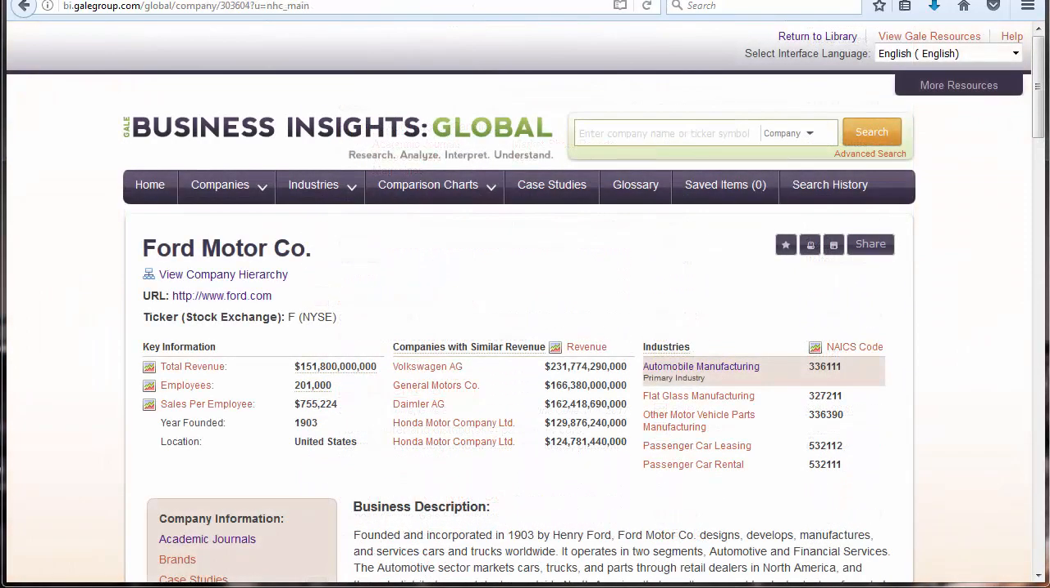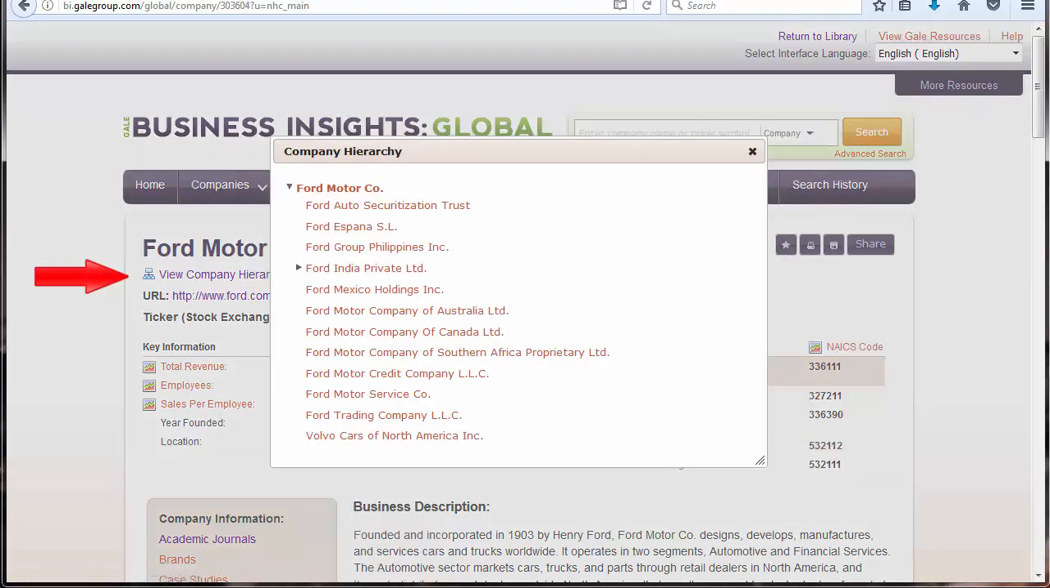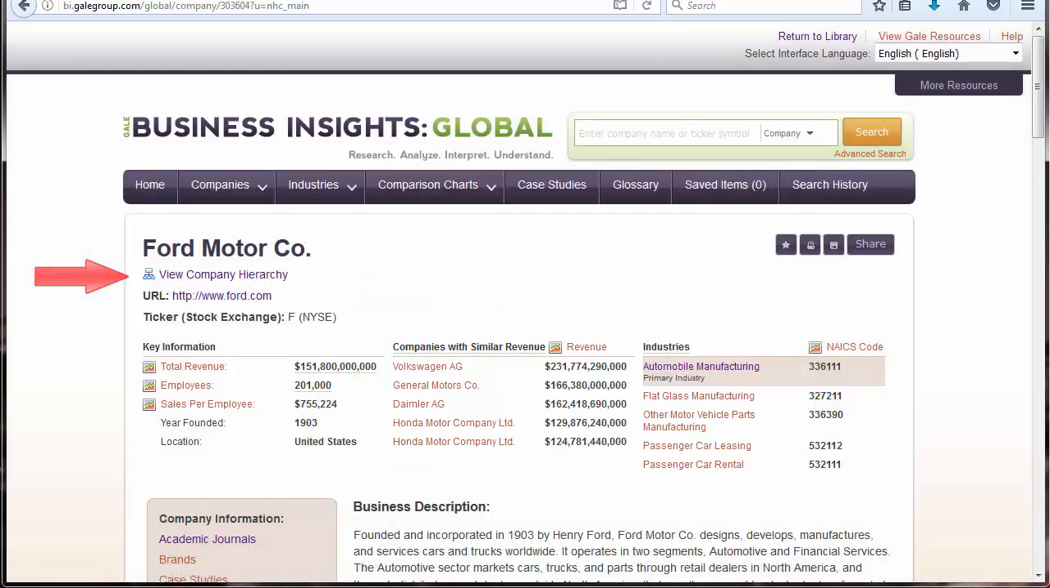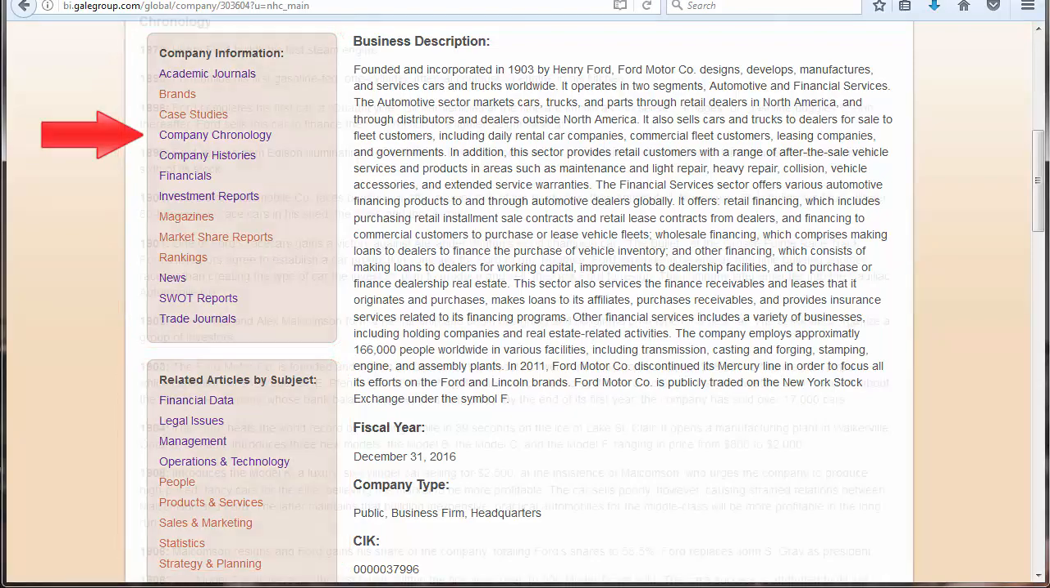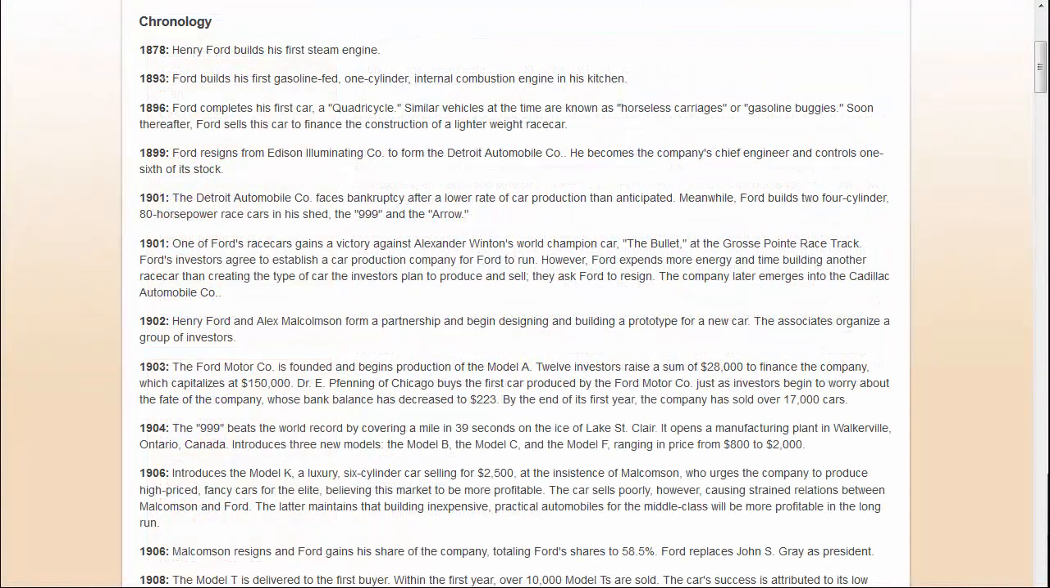After choosing the main Ford Co. entry, we access key business information, similar companies, and the industries in which the company falls. We can look for the company hierarchy, which would point to some of those subsidiaries on the previous page. Next to the brief business description are two boxes where we will focus the majority of our attention. One categorizing information about the company by resource type, and the box below categorizing information by the subject of the article. The company chronology heading will take us to a timeline with major events in the company's history.